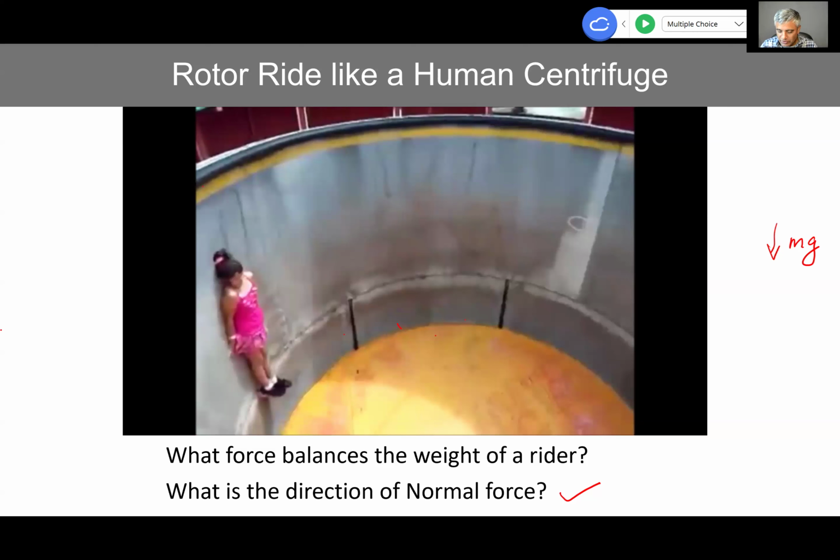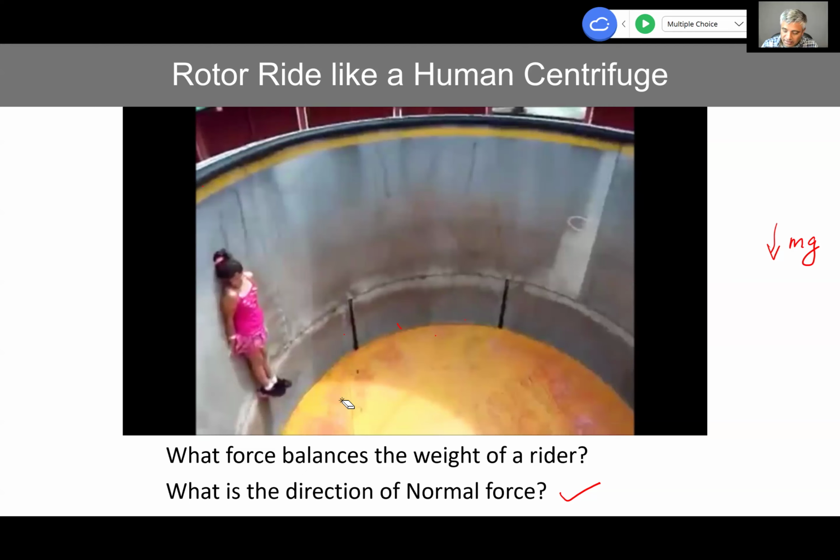So I don't know if you are able to hear this, but the kid was saying, I'm flying, right? And you can see, indeed, it seems like it's flying when it's rotating. The floor is down here, the person's feet are there, so nothing is supporting in that direction. So when the person is something like this, what are the forces acting?